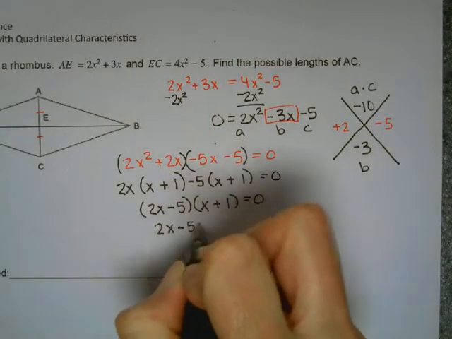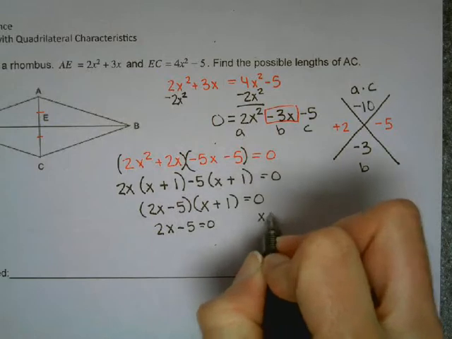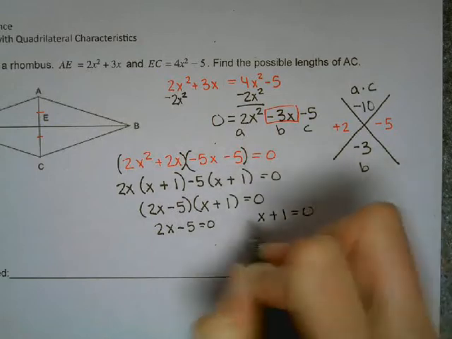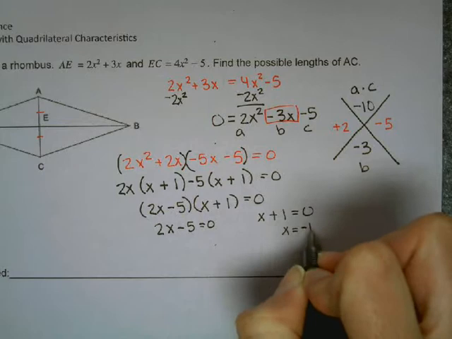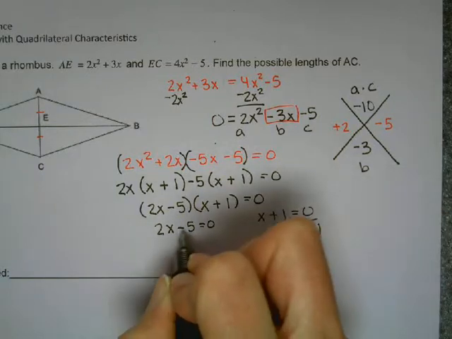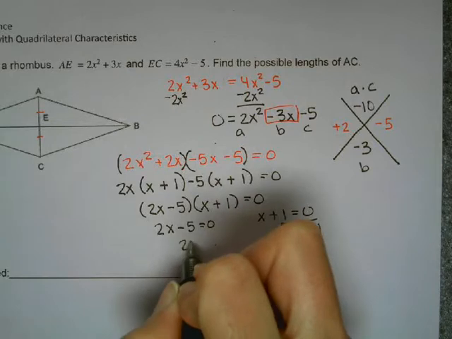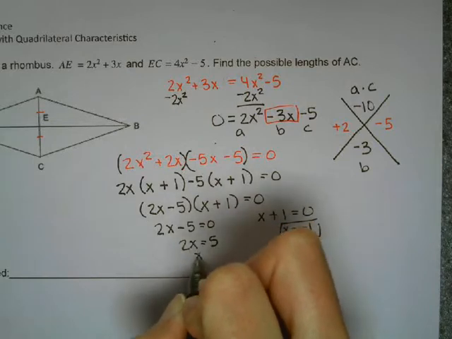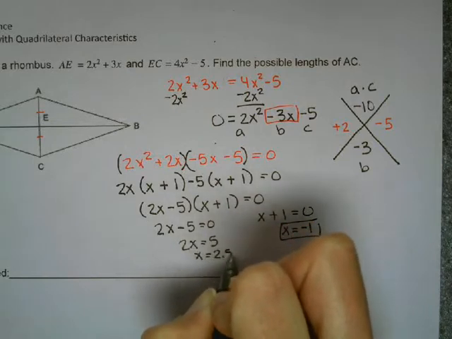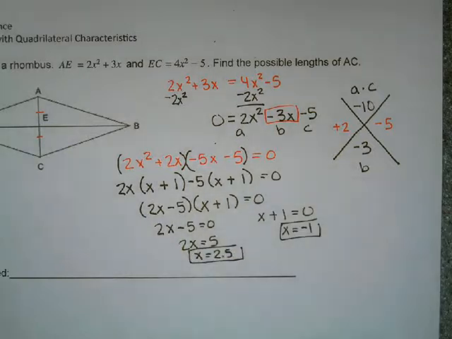So to solve, we set each parenthesis equal to 0. Most of you guys just change the sign automatically, which is fine. This one, though, you have to add the 5 and then divide by 2. So x would equal 2.5, or 5 halves, which is 2 and a half.